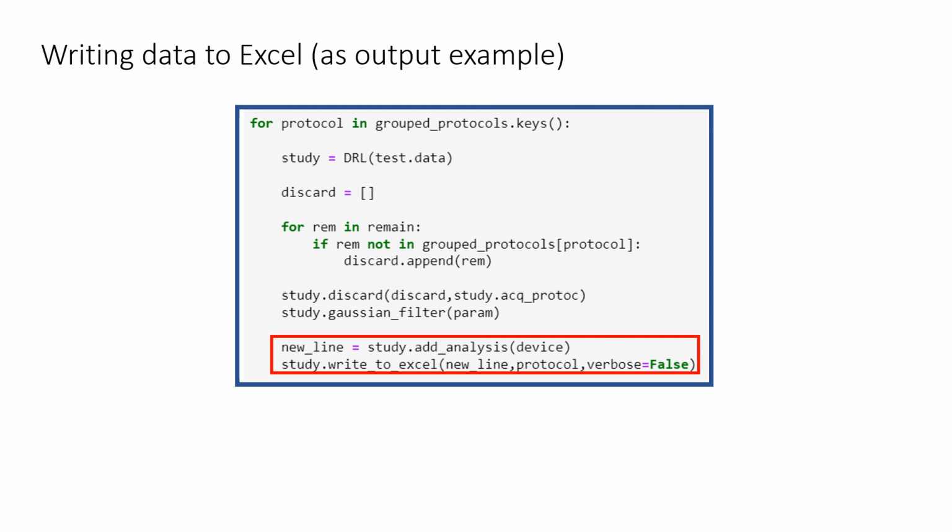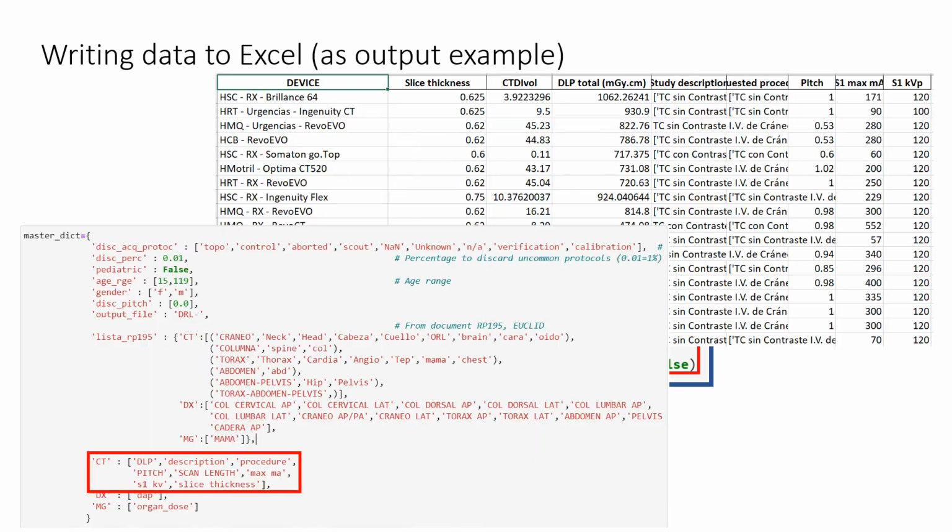Finally, the results are written in an Excel row. The program detects if there is an existing Excel file. The file contains or not a row with the device of interest and acts in consequence, creating a new one or overwriting the existing one. In the master dictionary, we can customize the output information from the data frame that we want to store.